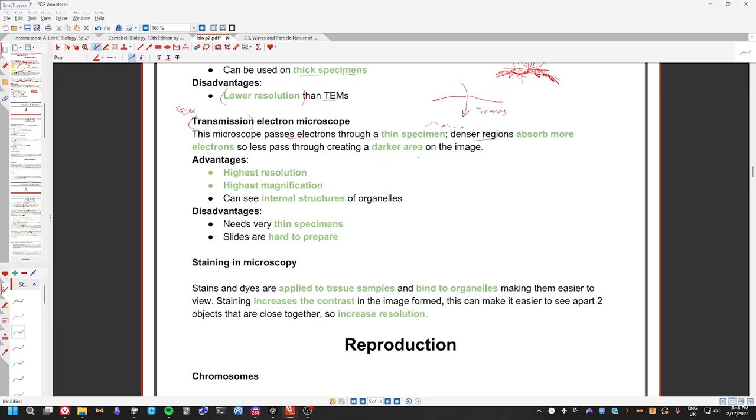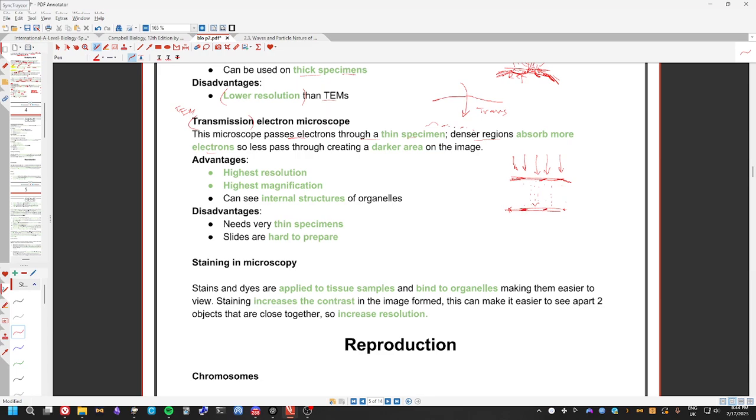What this means is, let's say you have your thin specimen in here, okay? So you shoot the electrons through, and when it goes through and hits the screen, you can see the image forming. Now, parts which are thicker or denser will absorb electrons. So if I shot electrons everywhere, and there are areas where electrons are passing through, and areas where fewer electrons are passing through, this would give me an idea that denser regions absorb electrons, so less pass through, creating a darker area on the image.